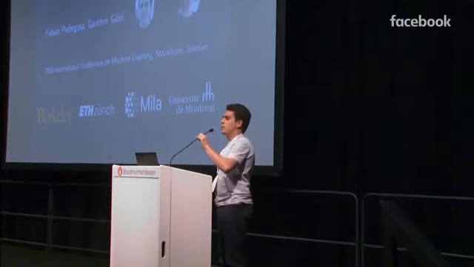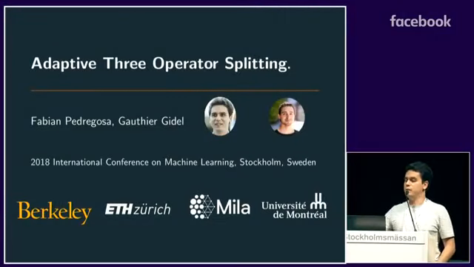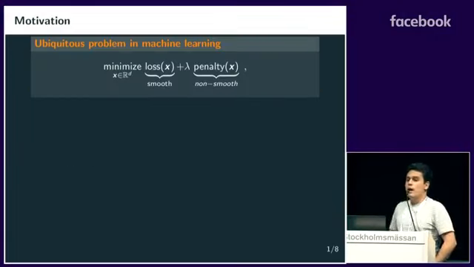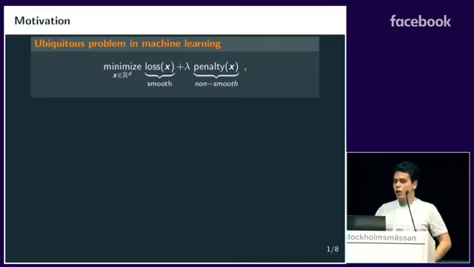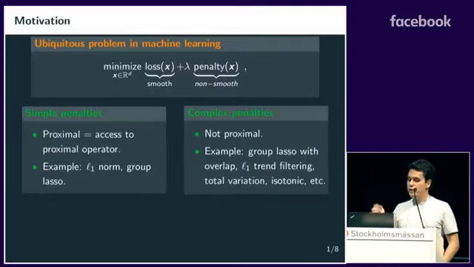Thanks. So I'm going to speak about a method that we call adaptive three-operator splitting, and this is joint work with Gauthier Gidel from Montreal University. So as my colleagues have already highlighted, the problem of minimizing a trade-off between a smooth and a non-smooth term is ubiquitous in machine learning.